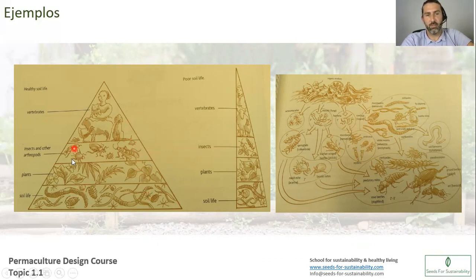This is a picture for rich soil, and this is a picture for really poor soil, where we might have the same living beings, but in a much less amount, much less diversity, but we have the same components. Now we have the vertebrates, the insects, the plants, and the soil life, but with less diversity, less amount.